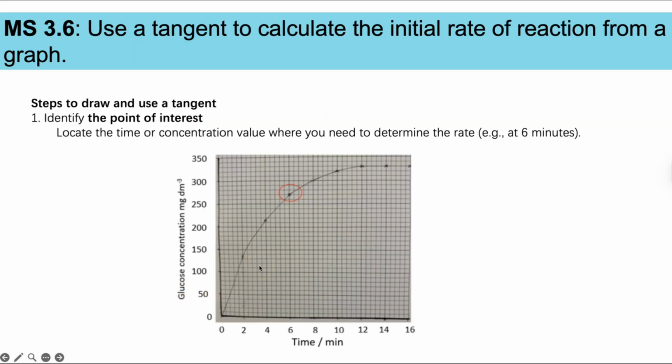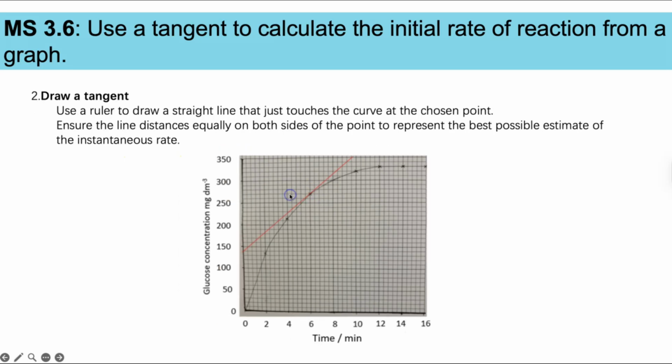So let's go through an example then. Step 1 is to draw and use your tangent, and we have to identify the point of interest. So in this case, it might be they want to know the rate of reaction at 6 minutes. So you need to find 6 minutes on your graph. Next then, you need to use a ruler to draw a straight line, which will be our tangent, that touches the curve at exactly the point that you chose.